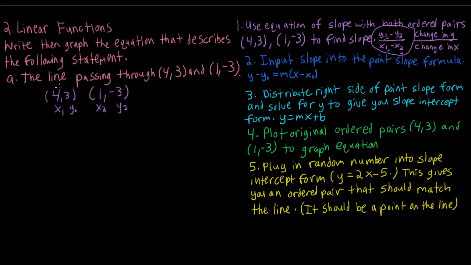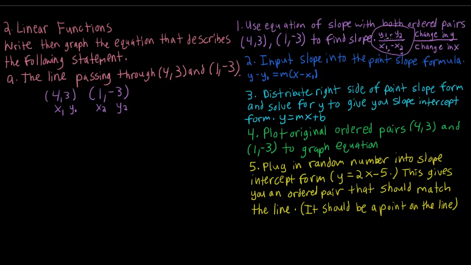Now that we've identified which ones will be which, we can go to step 2, which is to input the slope into the point slope formula. Actually, I'm ahead of myself. Let's finish up with step 1. So we have these values assigned. Now we just need to plug these values into the actual equation here.